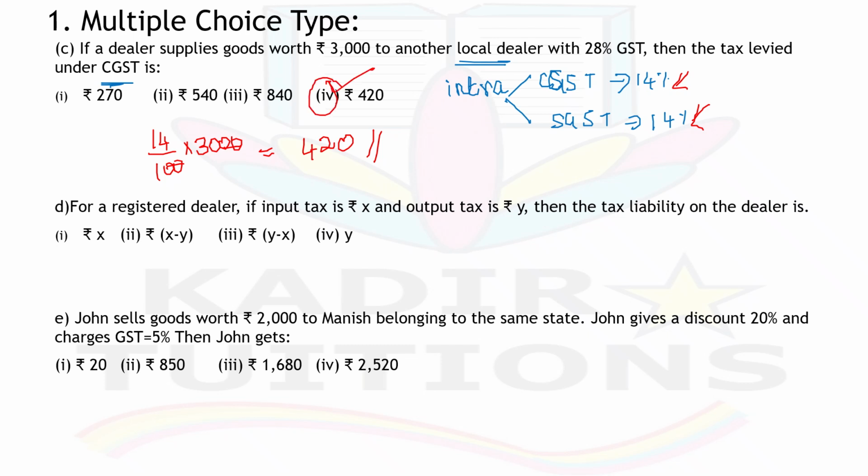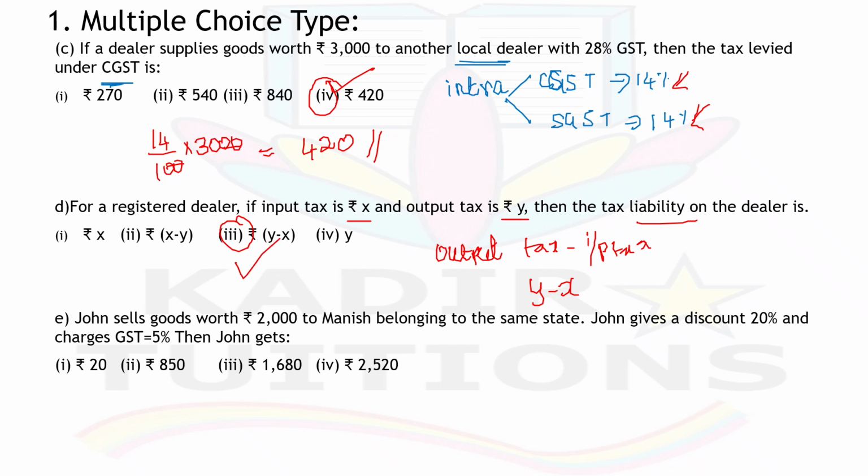Now we'll move on to the next question. For a registered dealer, if the input tax is X rupees and the output tax is Y, then what is the tax liability on the dealer? What is the meaning of tax liability? The amount which we are about to pay to the government. If I know the input tax and output tax, then the tax I have to pay to the government is nothing but output tax minus input tax. So the answer is going to be Y minus X, and the option is 3.